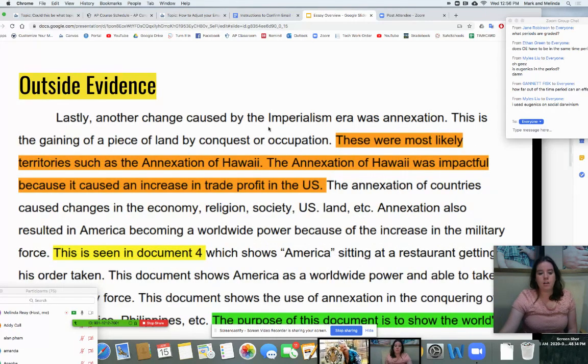Another thing on outside evidence is that you can't get both the point for explaining the document and the point for outside evidence.